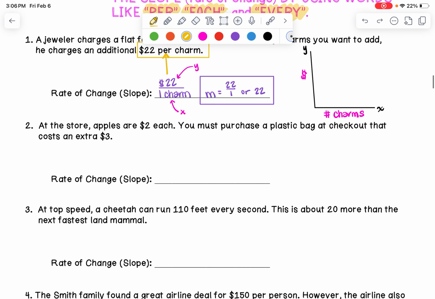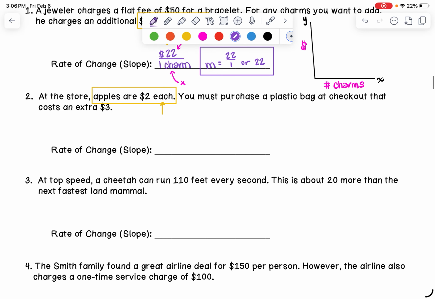At the store, apples are $2 each. There it is, right there. There's our keyword, right? So apples are $2 each. Now, instead of saying $2 each apple, right, they kind of wrote it in reverse, which is totally fine. That still just means that it's $2 per one apple, which again, you're not going to write your actual slope like that. I'm just doing that so we can see what the variables are, right? So you're going to write 2 to 1 or just 2 for your slope, right?